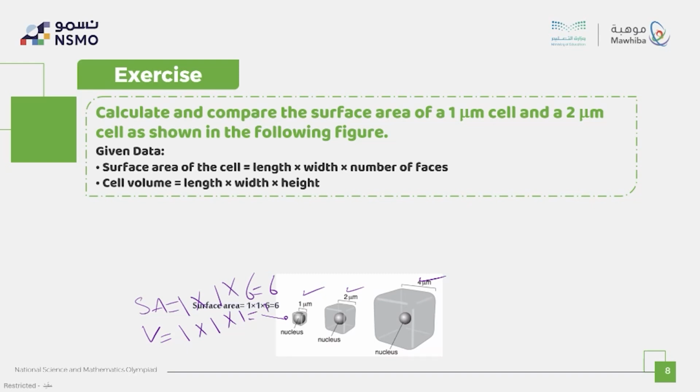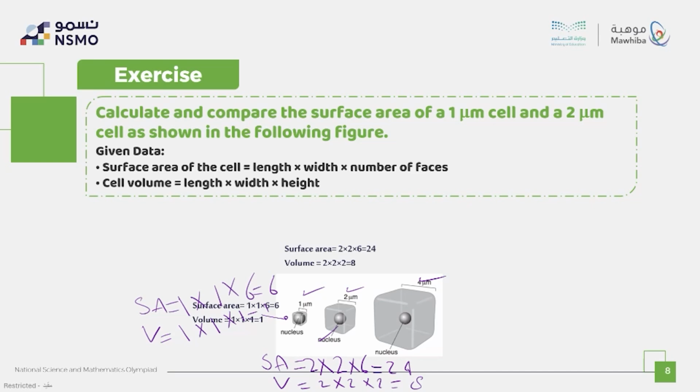Look at the result. For the other one here, the surface area would be 2 times 2 times 6, so 4 times 6, 24. The volume, 2 times 2 times 2, equals 8. Okay.